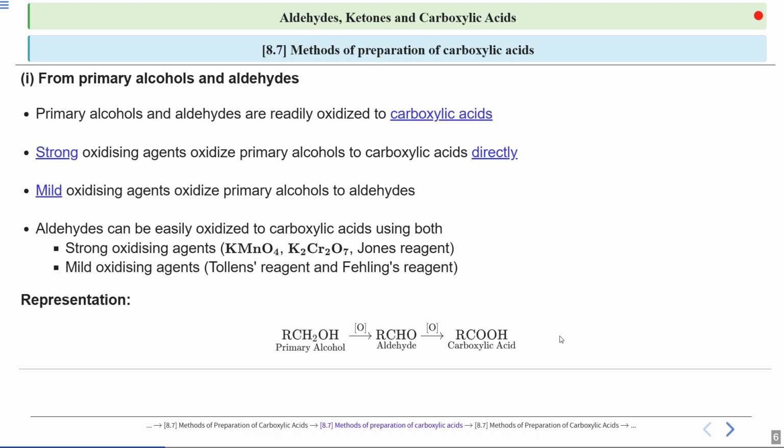Now, if you look at this particular reaction, this will summarize the oxidation process. You're starting with a primary alcohol, which is RCH2OH, which is oxidized to an aldehyde, which is RCHO. And that aldehyde is further oxidized to a carboxylic acid, which is RCOOH. So if you use a strong oxidizing agent, alcohol will be directly oxidized to carboxylic acid. But if you're using a mild oxidizing agent, then alcohols will first be oxidized to aldehydes, and those aldehydes are further oxidized to carboxylic acids.